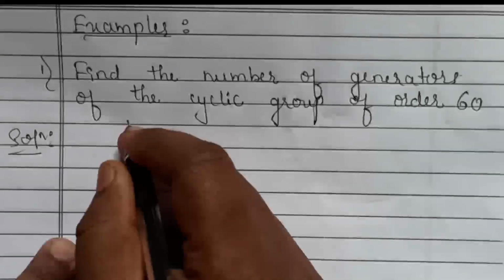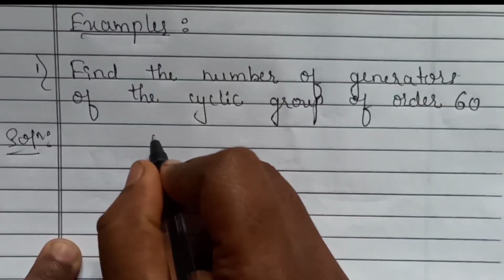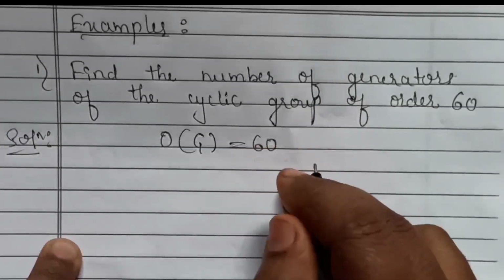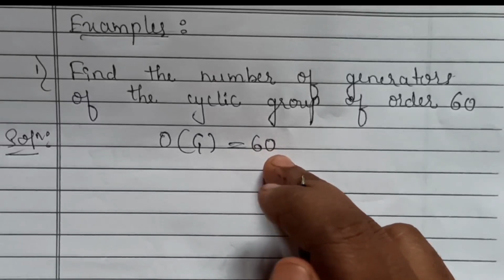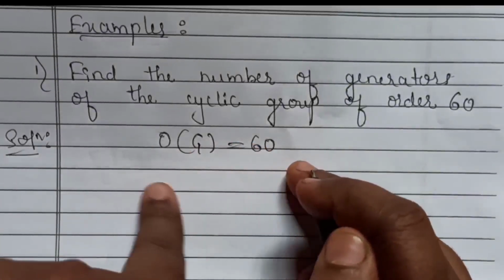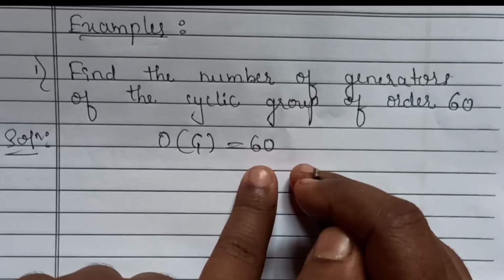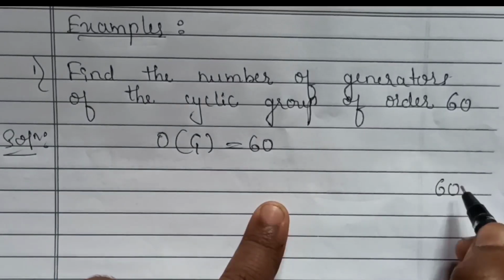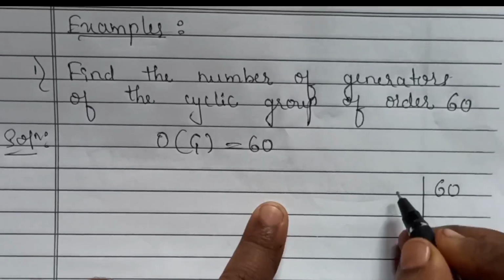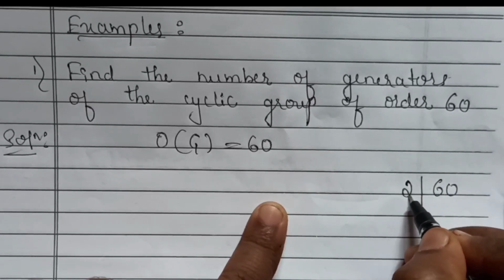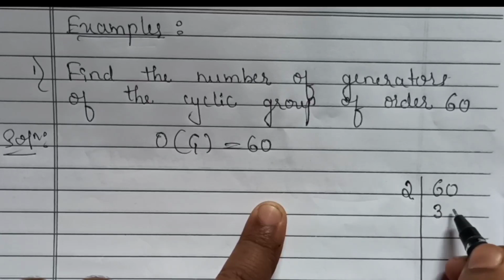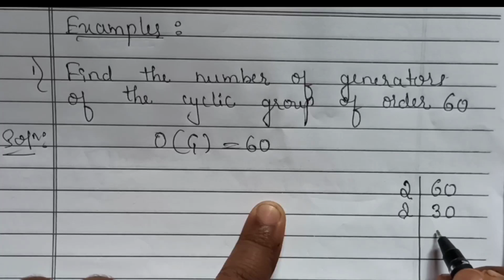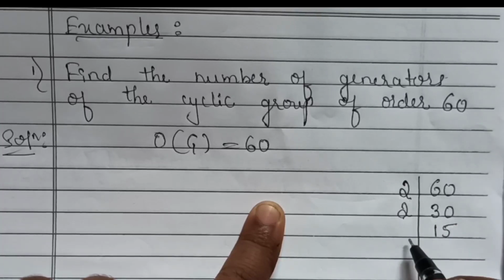Here it is given that the order is 60, that is, the order of G is 60. The number of elements present in the group G is 60. Now we have to represent this 60 in terms of prime numbers. So 60 can be written, by using the least prime number, that is 2, as 2 into 30 equals 60. Again we can write 2 into 15 equals 30.